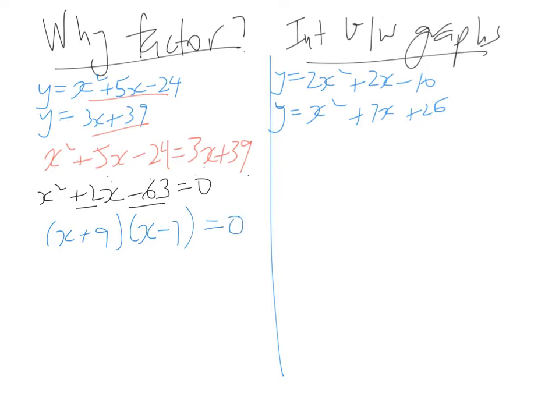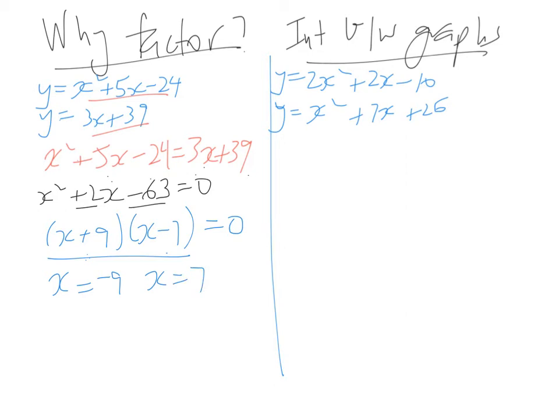And that still equals 0. So from there, for this to hold true, this has to be 0, or that has to be 0. If this is 0, x has got to equal negative 9, and x also has to equal 7 for the other to be true.